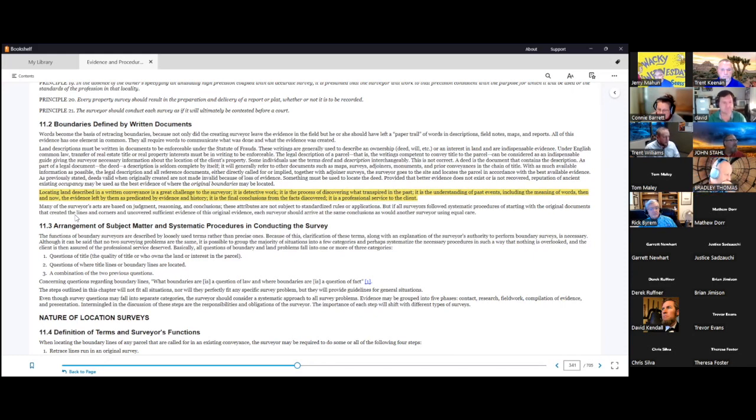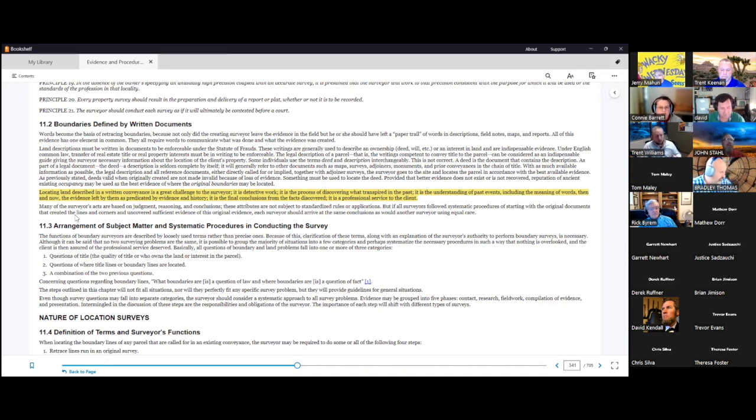11.2, it says, locating land described in a written conveyance is a great challenge to the surveyor. It is detective work. It is the process of discovering what transpired in the past. It is the understanding of past events, including the meaning of words, then and now, the evidence left by them as predicated by evidence in history. It is the final conclusion from the facts discovered. It is a professional service to the client. I love that explanation of land surveying.